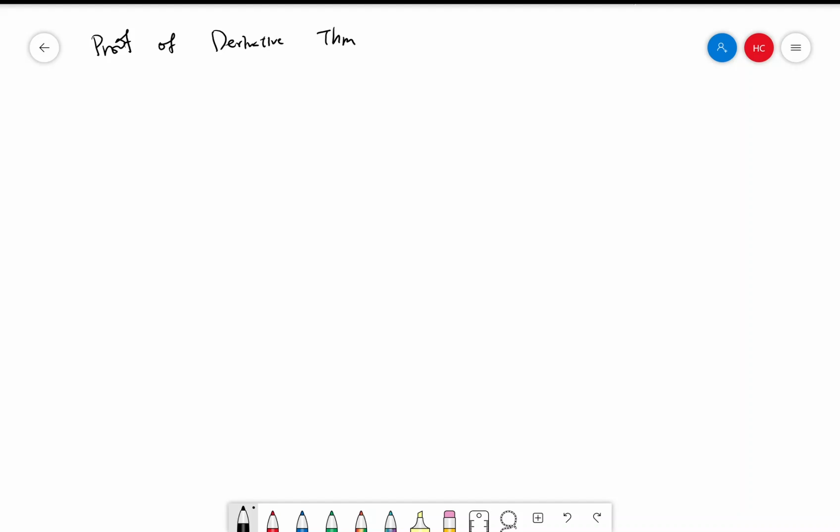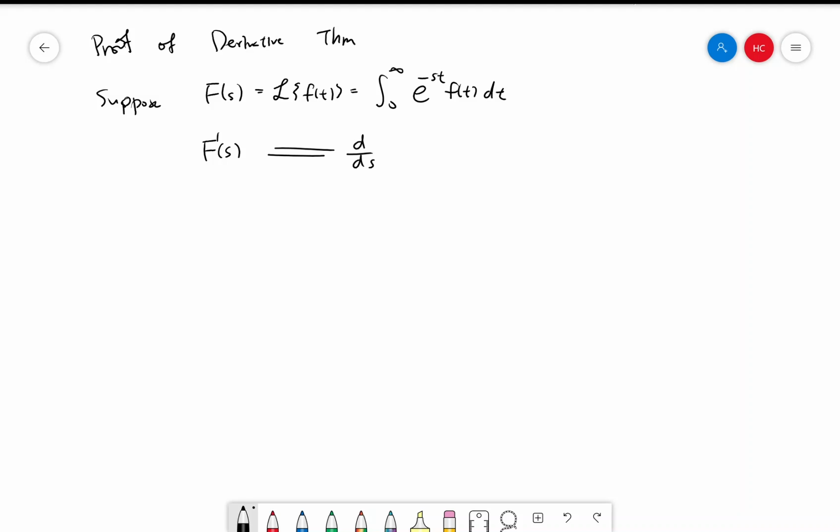So let's suppose big F is the Laplace transform of little f, which by definition is equal to the integral from 0 to infinity of e to the negative st f of t dt. Then big F prime, which is the derivative with respect to s, is equal to the derivative with respect to s of this whole thing.